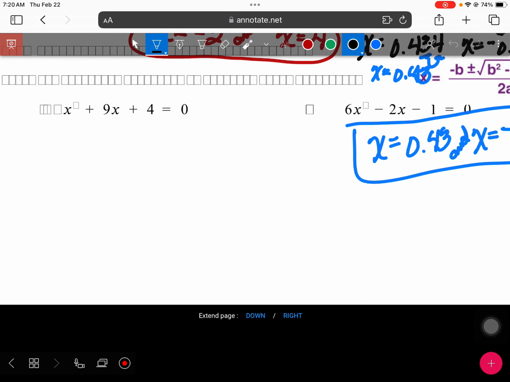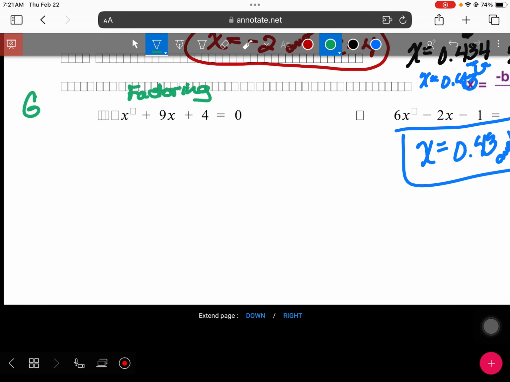Okay, so 2x squared plus 9x plus 4 equals 0. First thing we need to ask ourselves is, is it set equal to 0? And the answer is yes. Is it in standard form? Yes. Then if I want to solve by factoring, what's the first thing I need to ask myself when it comes to factoring? Do I have a GCF? And the answer there is no.